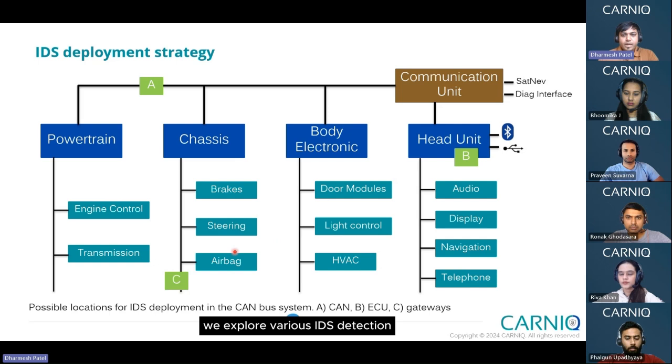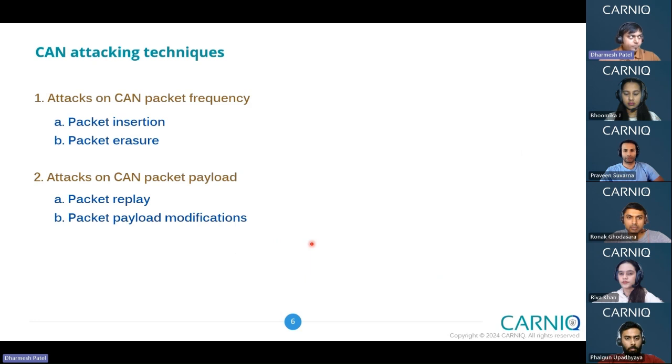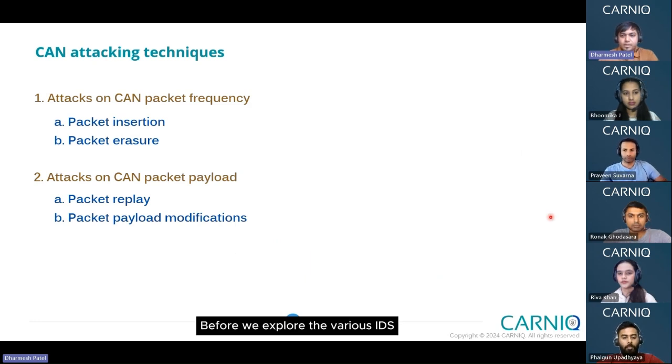Before we explore various IDS detection approaches, it's essential to understand the techniques used to attack the CAN network, and then we can go ahead with the approaches for the IDS. Generally, most CAN attacks can be categorized into two types: attacks on the CAN packet frequency and attacks on the CAN payload.